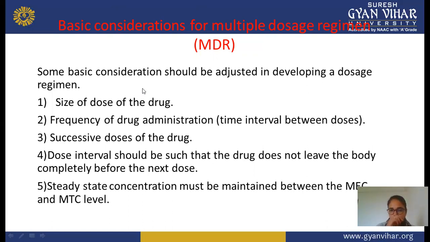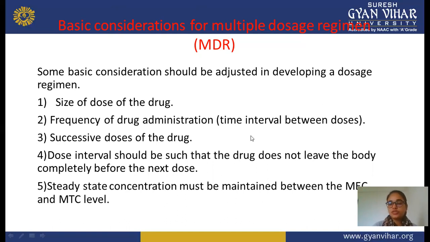Next, the dose interval should be such that the drug does not leave the body completely before the next dose. This means you should maintain the peak concentration, or a specific concentration, of that drug in your body. Suppose you are giving the drug in multiple doses; then you should make sure the drug is not completely eliminated from your body. Before the first dose is completely eliminated, you should administer the second dose. So you should maintain the peak concentration of the drug.